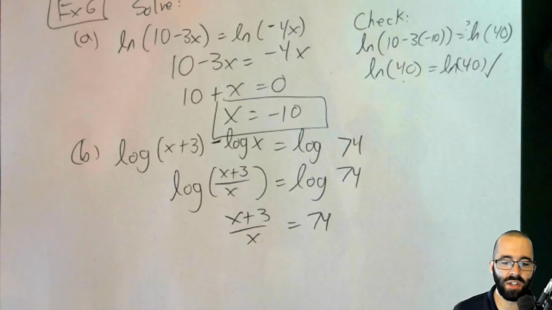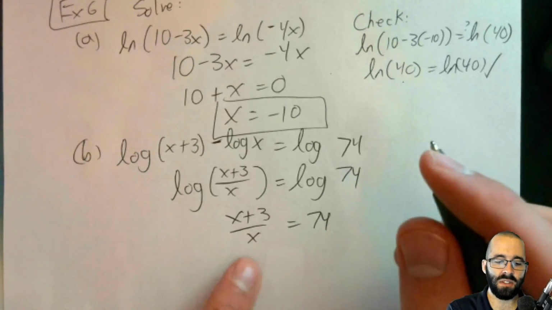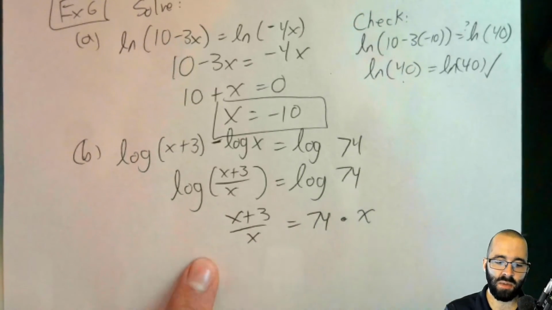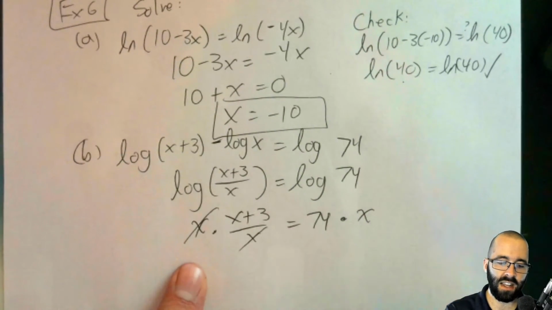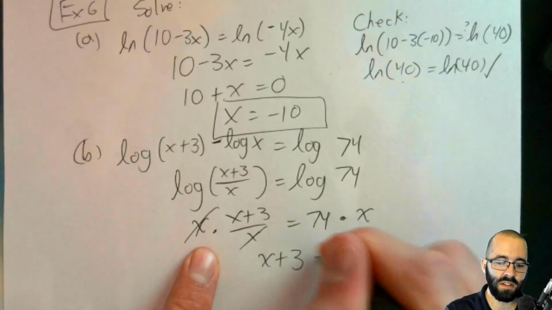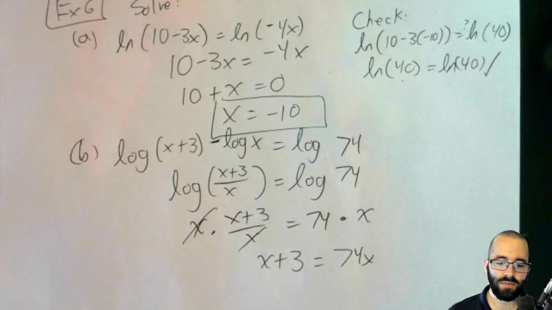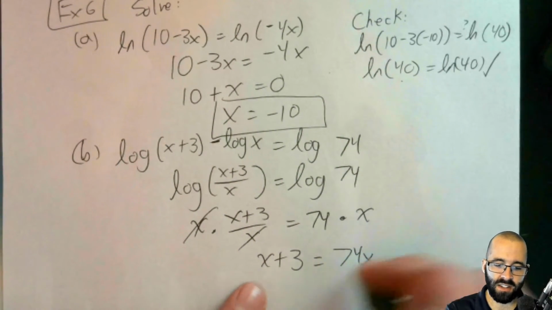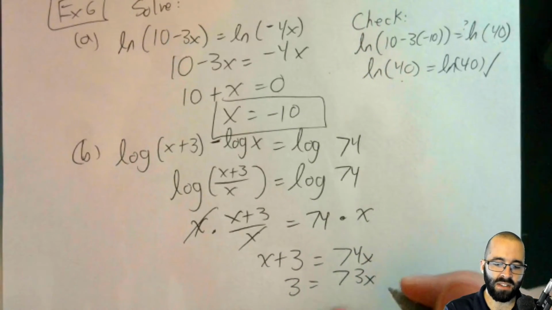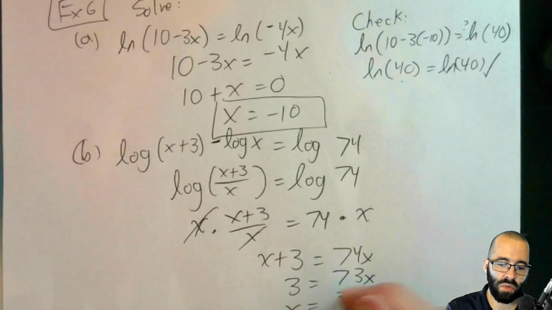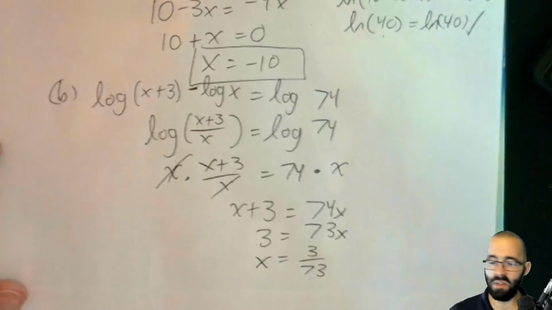This is a rational equation. To solve this equation, we multiply both sides by the LCD. The lowest common denominator is x. Multiply that side by x, multiply that side by x. On the left, they're going to cancel. We're just left with x plus 3. On the right, we're left with 74x. We have to solve this equation. So, let's get all the x's on one side. Let's subtract an x. 3 is going to be 73x, divided by 73. x is 3 divided by 73. It's a weird answer, but maybe it's the right answer.